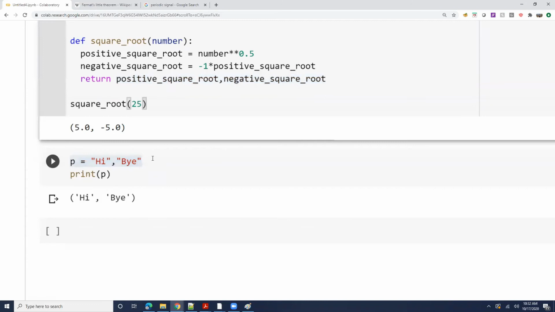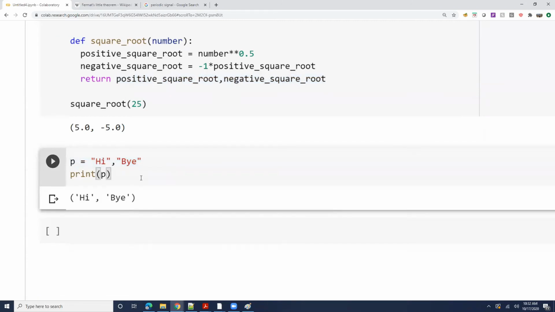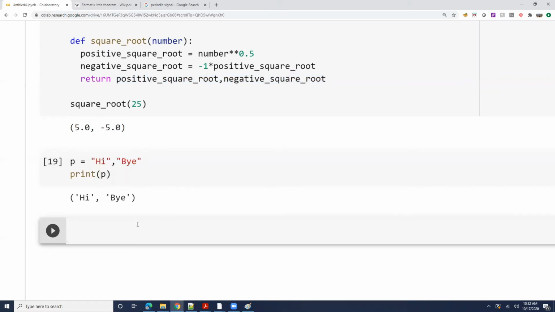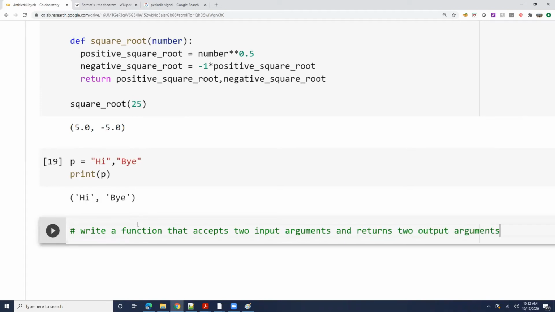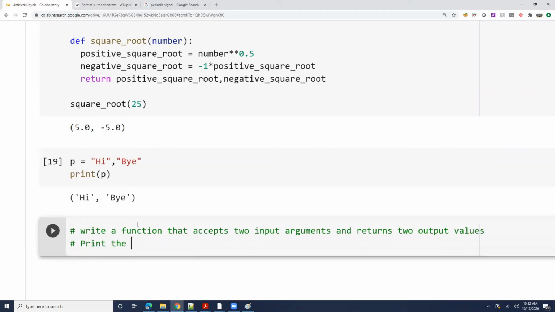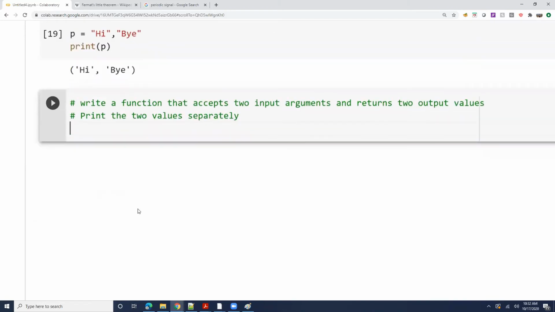So I would like for you guys to actually now write any function. It doesn't matter which function you want to write. Write a function that accepts two input arguments and returns two output values, and then print the two values separately, not together, but print the values separately. So any ideas on what functions you guys can write for this?